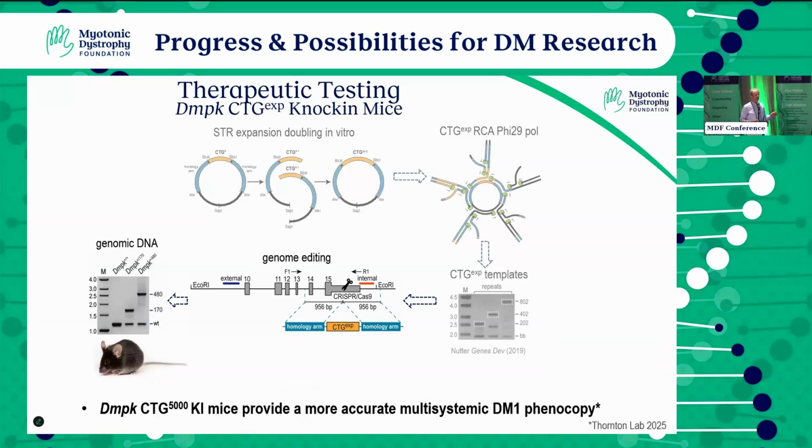DMPK mice which have up to 5,000 repeats, and you'll hear that later on this afternoon, in fact give a more accurate multisystemic DM1 phenocopy. So there is this threshold phenomenon. After you cross some threshold, which is north of 1,000 repeats, all of a sudden the mouse fully displays the phenotype, which I think has implications for what we also understand in human DM1 affecteds.